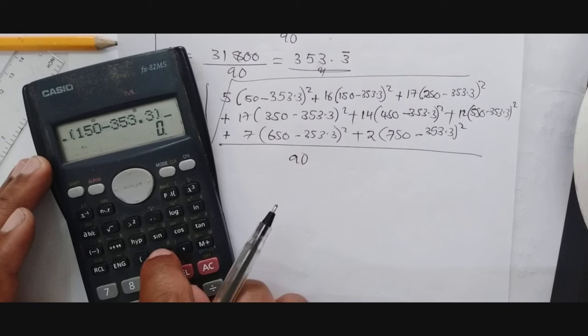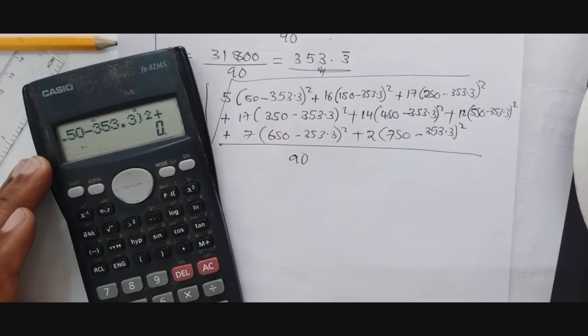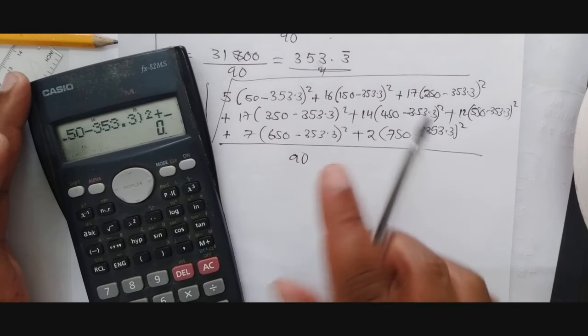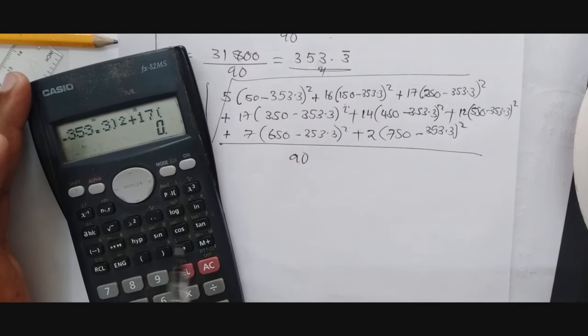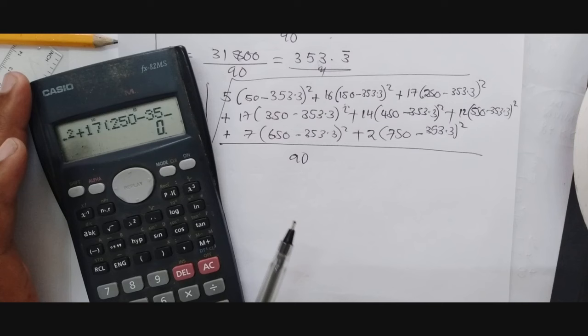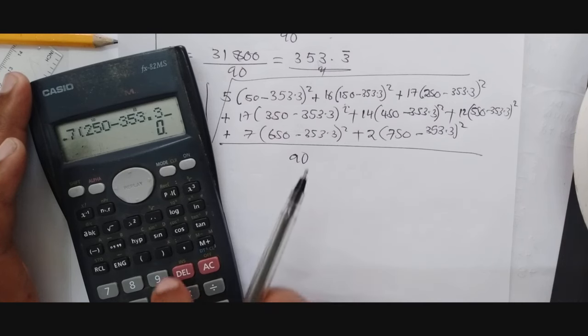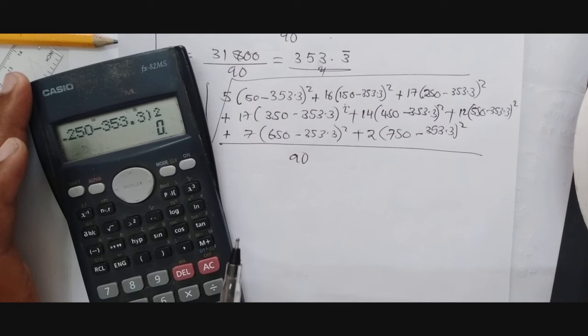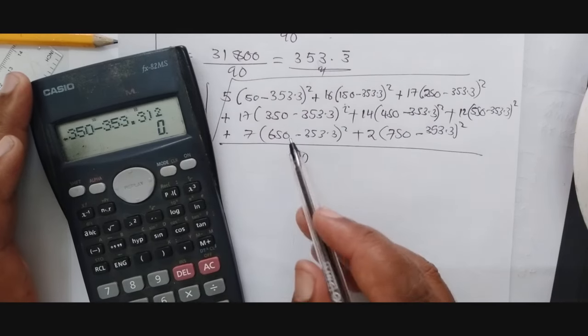Okay? Then you need to get your calculator and punch the way it is. Alright? So here we are saying 5. Open the bracket. 50 minus 353.3 squared plus 16, open the bracket, 150 minus 353.3 squared plus, so you can say plus, we have added this one, so it's a 17, open the bracket, 250 minus 353.3, you square, plus another 17 here, open the bracket.